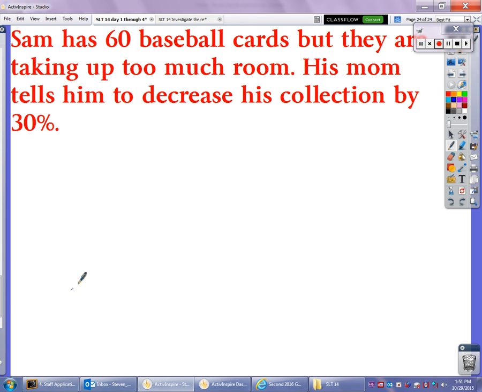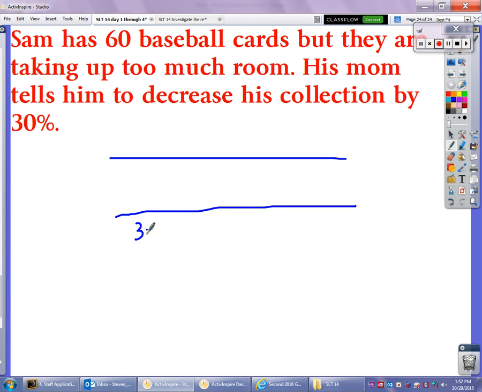Another way we can do the same problem is with a double number line. It's kind of like using a proportion. We're finding 30%, so 30 and 100 is the percent column, and then this is the amount of baseball cards. So we have a part, which we don't know, and a whole, which is 60. So here we're going to be working backwards because we have the 60 and we're going to the percent. I'm sorry, to the question mark.